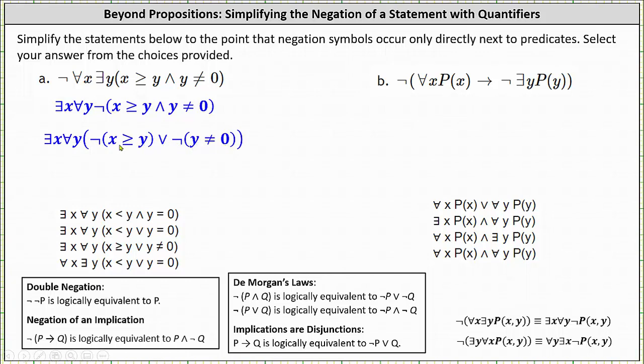The last step is to negate x is greater than or equal to y and negate y doesn't equal 0. The negation of x is greater than or equal to y is x is less than y, and the negation of y doesn't equal 0 is y equals 0. Our simplified statement is there exists an x for every y such that x is less than y or y equals 0. Looking below, notice this is the second choice.